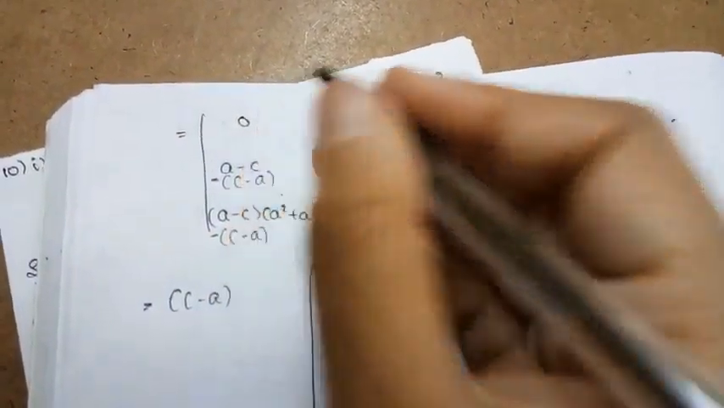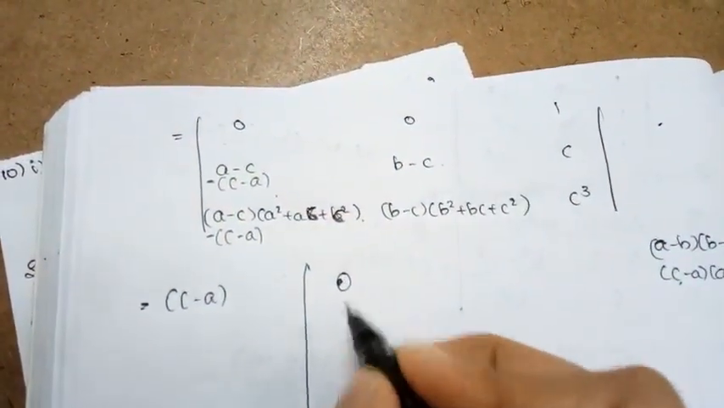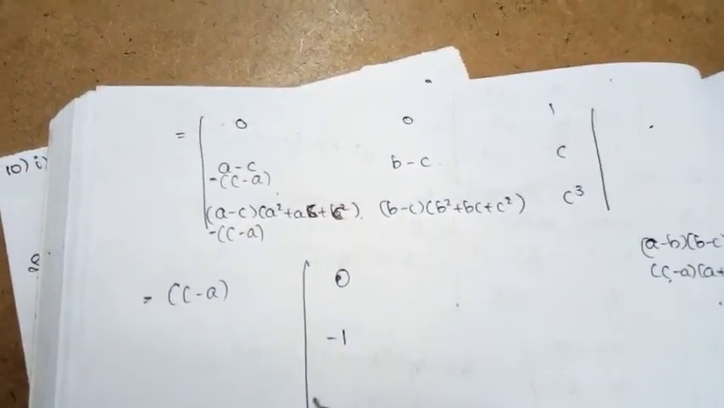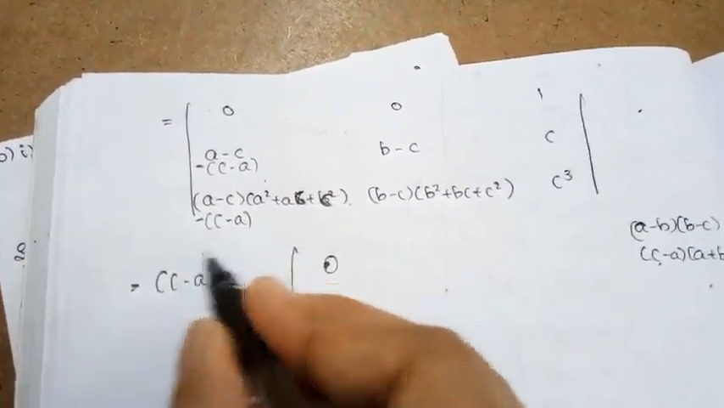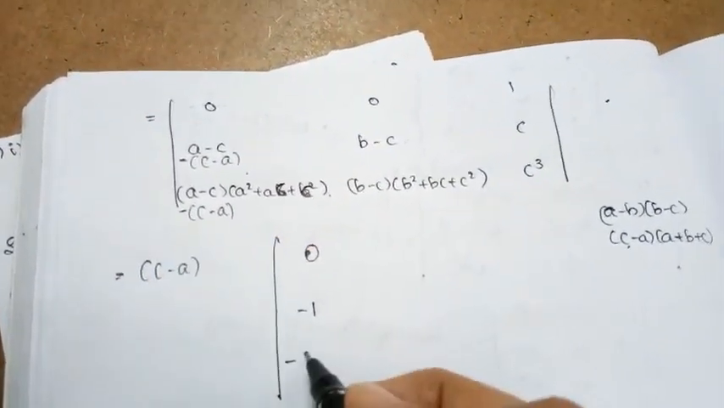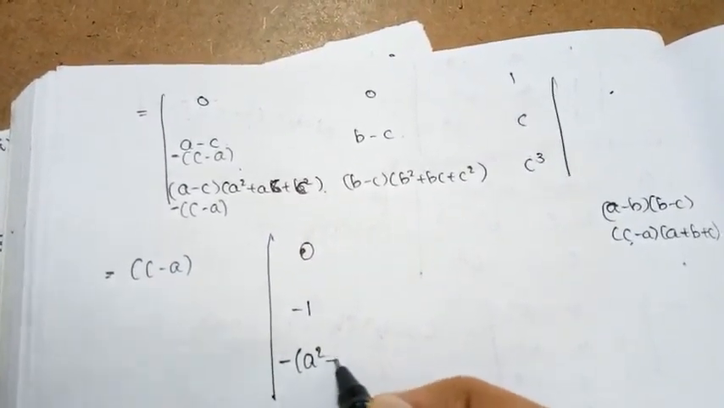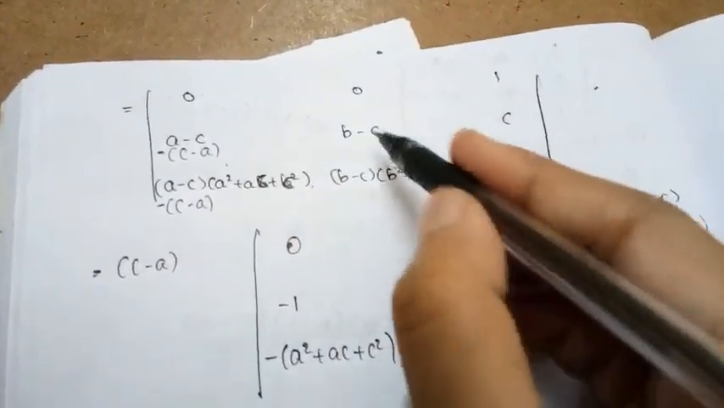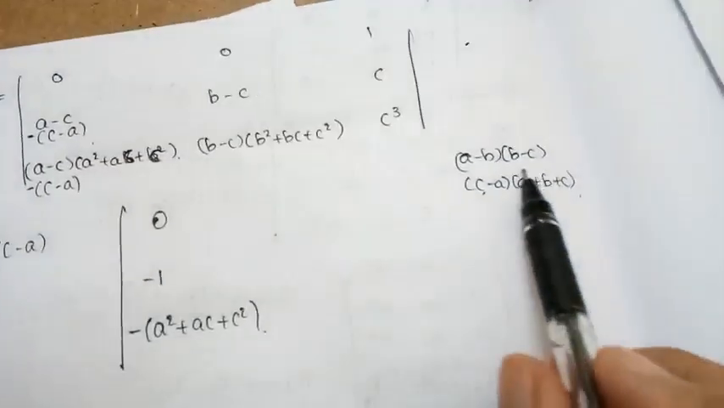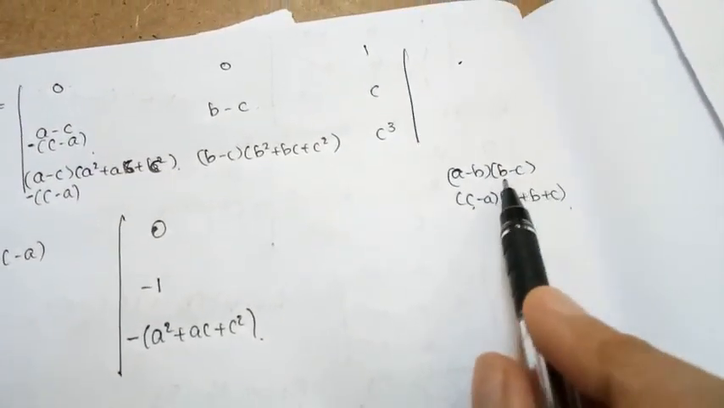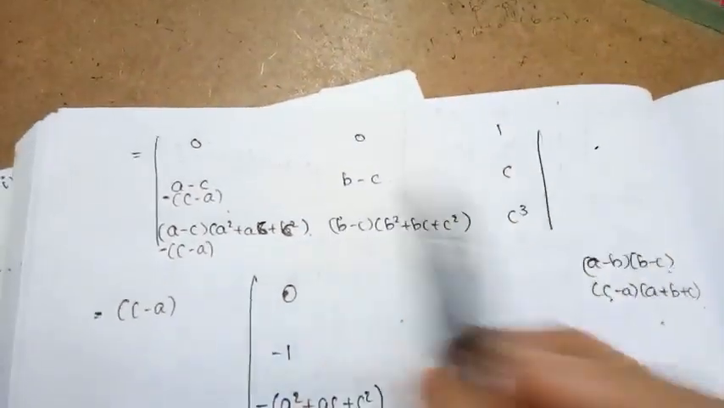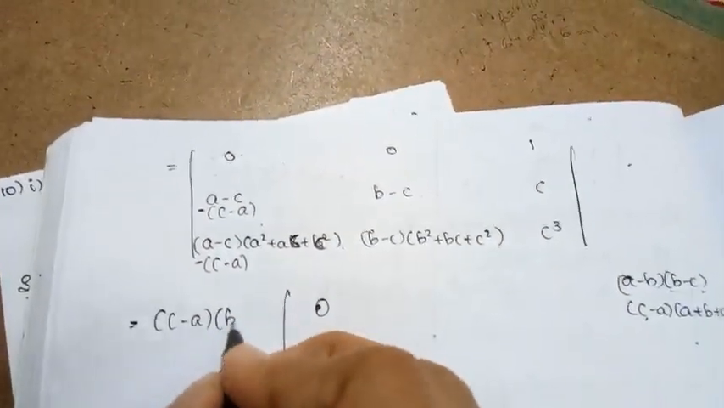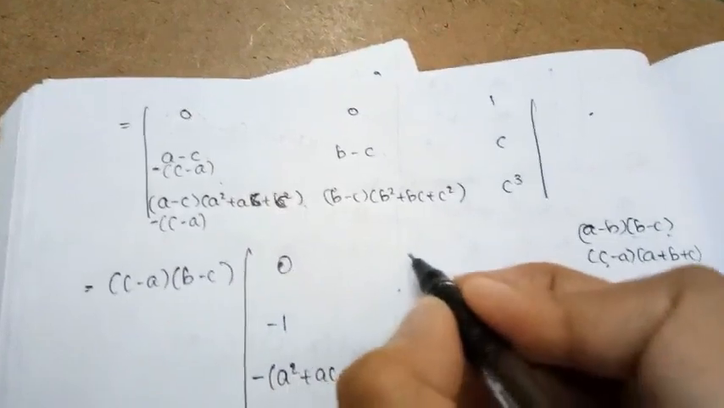After taking C minus A common outside from the first column, what is remaining? From here, if I take C, it is 0, so nothing to do with 0. Here minus 1 is remaining, minus is as it is. Along with that, A square plus AC plus C square. From this one, B minus C is common. What we require, just look into the RHS. We require B minus C itself. Here also B minus C, there is no need to change. So I will take B minus C common outside.